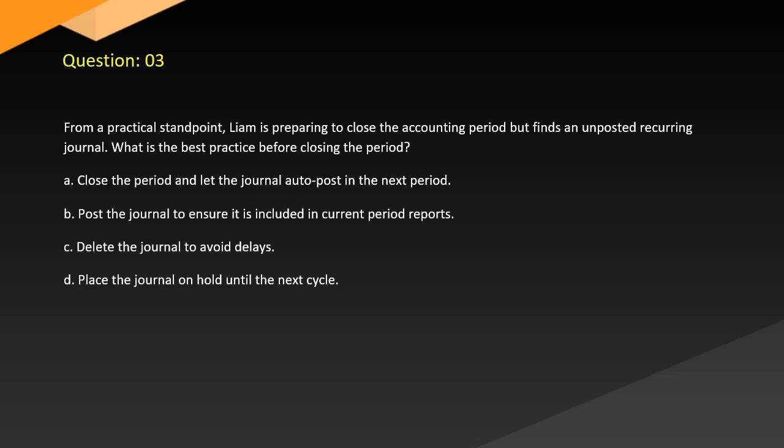A. Close the period and let the journal auto-post in the next period. B. Post the journal to ensure it is included in current period reports. C. Delete the journal to avoid delays. D. Place the journal on hold until the next cycle.